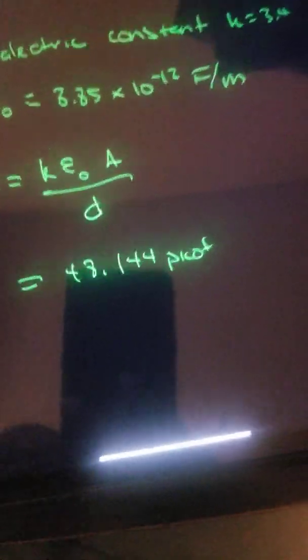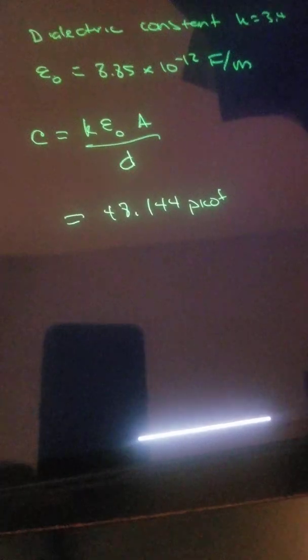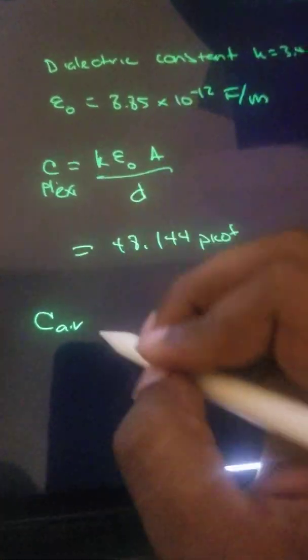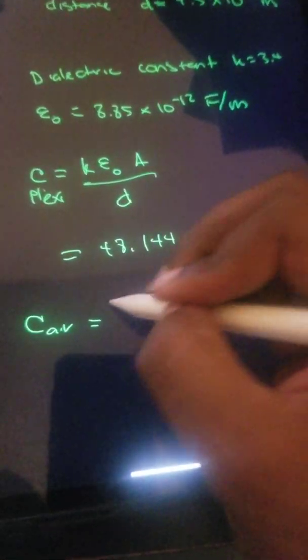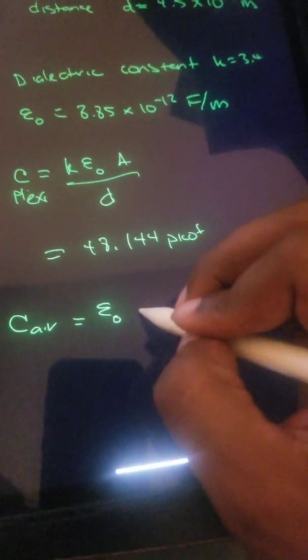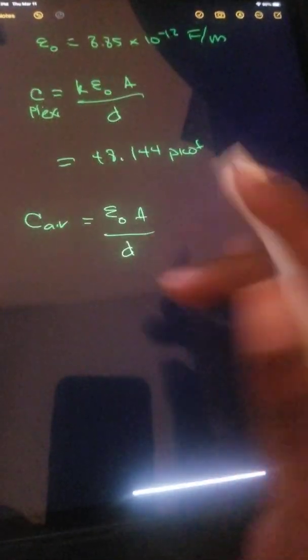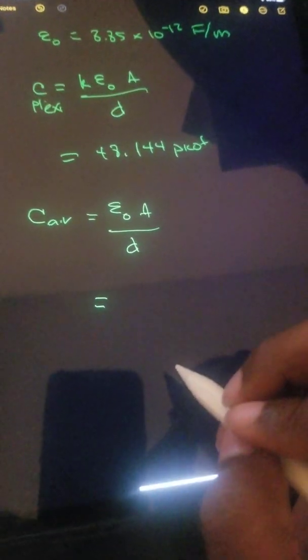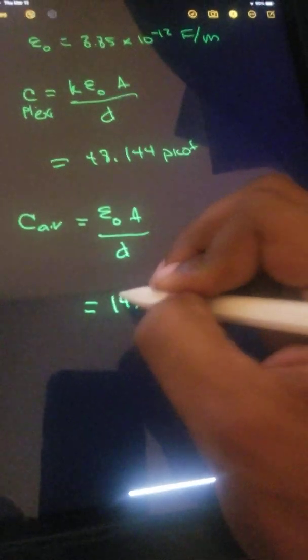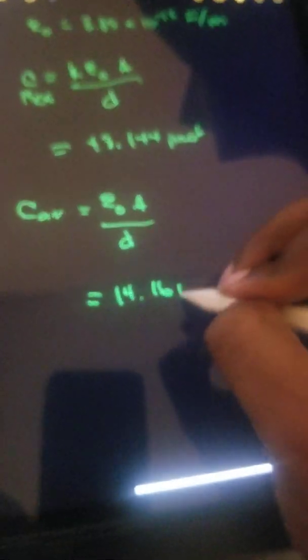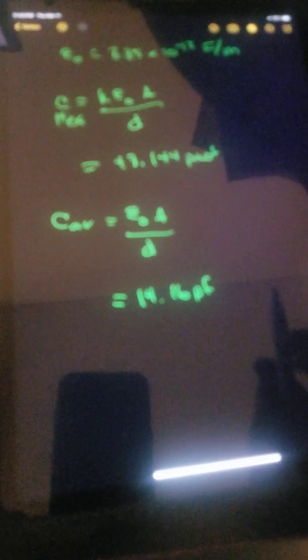And then the capacitance of the capacitor filled with air is going to be, this is for C air, and this was for C plexiglass. So I'm going to update that now. This was for C plexiglass. This one's for C air. And this one is going to be just E naught A over D. And we know, because I've already submitted my answers, that this was 14.16 picofarads. So I'm not going to go ahead and waste anyone's time.